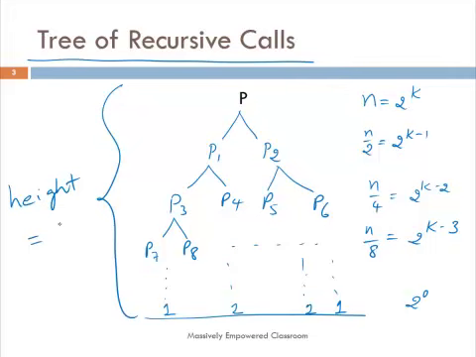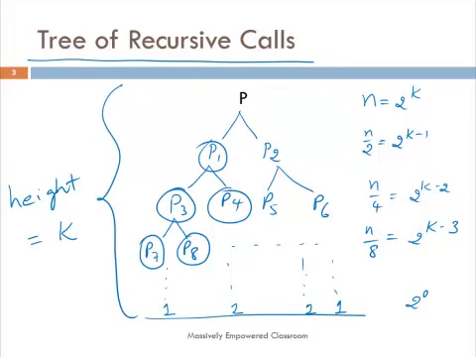Right? So the height of this tree is k. This is very important when we analyze the complexity of divide and conquer algorithms. How do we get the solution to P? You take the solution for P7 and the solution for P8, combine them to get the solution for P3. Combine that with the solution for P4, you get the solution for P1. Similarly, combine solutions for P5 and P6 to get the solution for P2, and finally combine the solutions for P1 and P2 to get the solution for the original problem P.